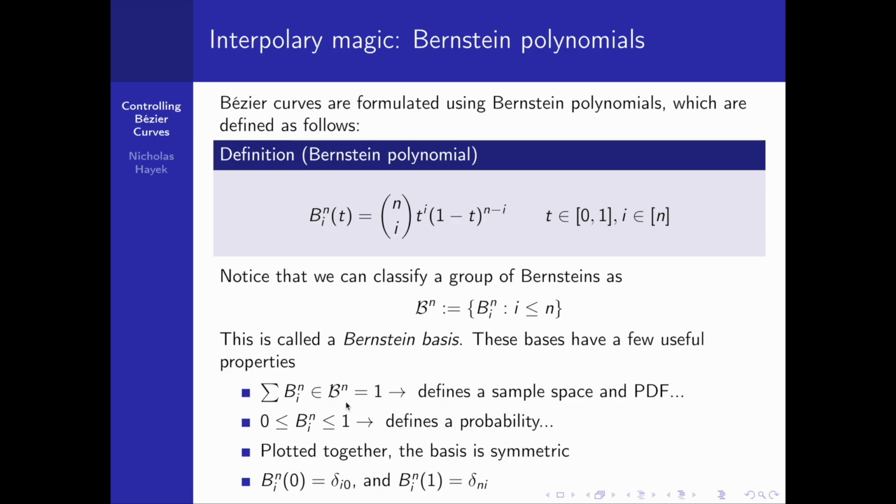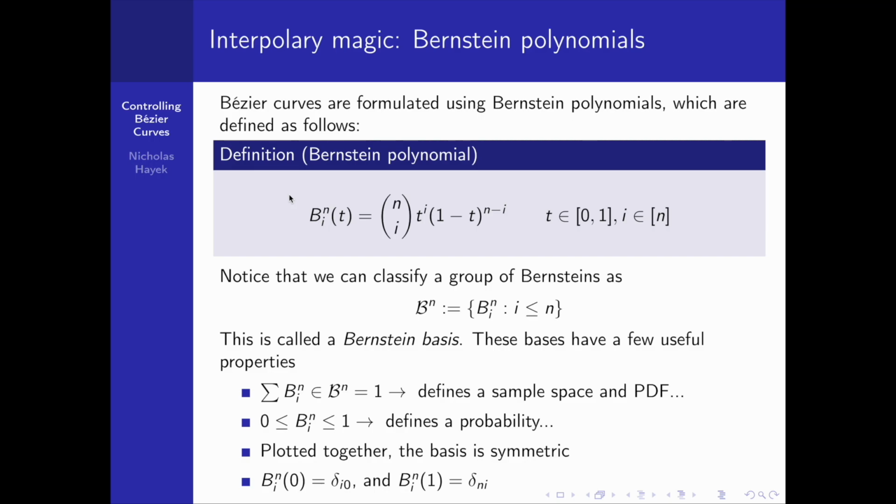As such, it shares a lot of these probabilistic properties, one of which is that it partitions unity. In other words, if you sum all of the Bernstein polynomials in a Bernstein basis over I, you will always sum to 1. And similarly, at any t, any one of these Bernstein polynomials will lie somewhere in the unit interval. So it's very much like an event in a probability space.